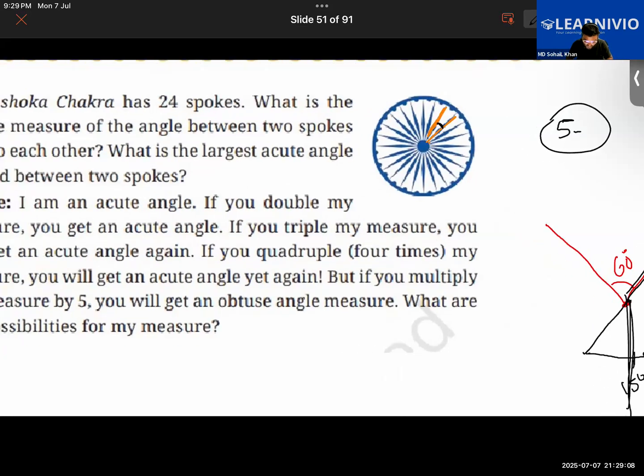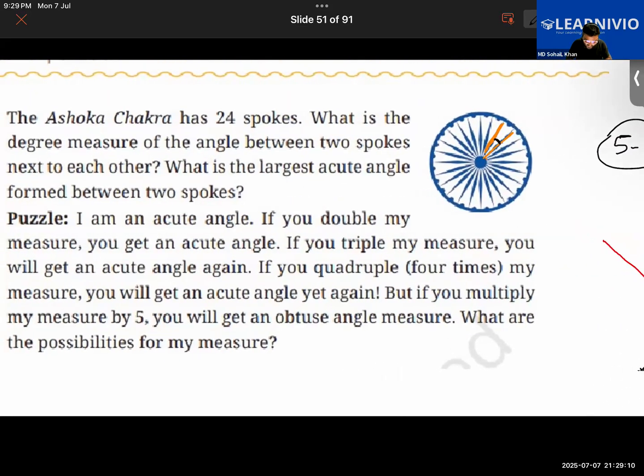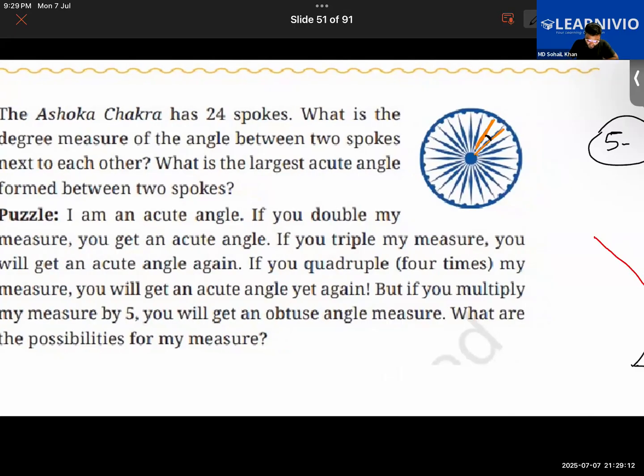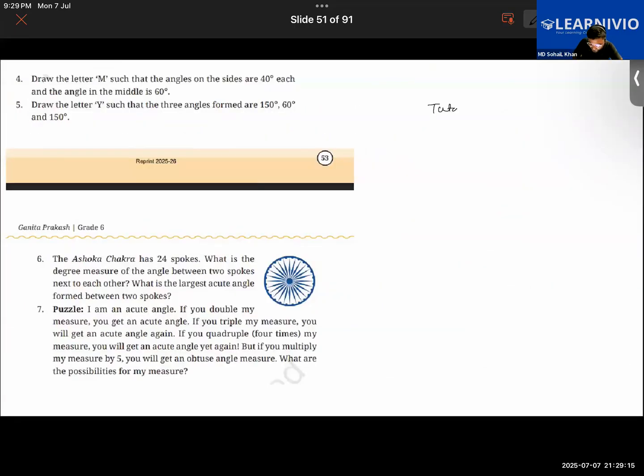Maybe 10? No, it does not have to be guesswork. We have to do the calculation here. See, the total angle around the center of this Ashoka chakra will be 360 degree, right? Then how many spokes are there? Total spokes around the point is 24.